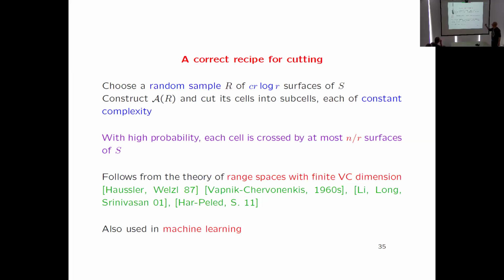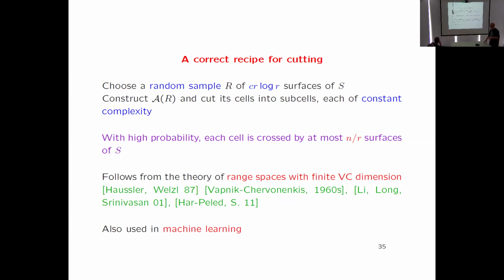Again, let me just play the slide on it. So you still choose a random sample of about r log r. You construct the arrangement, and you cut its cells into subcells, each of constant complexity. That's the biggest mystery, how you do it. More in a minute. But if you work harder, you can really argue that with high probability, each subcell will be crossed by at most n over r surfaces, if the sample is sufficiently large.